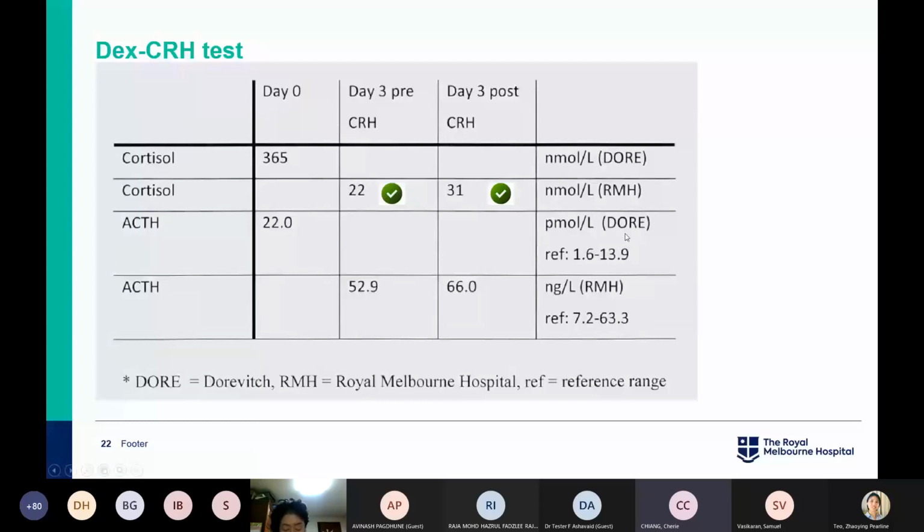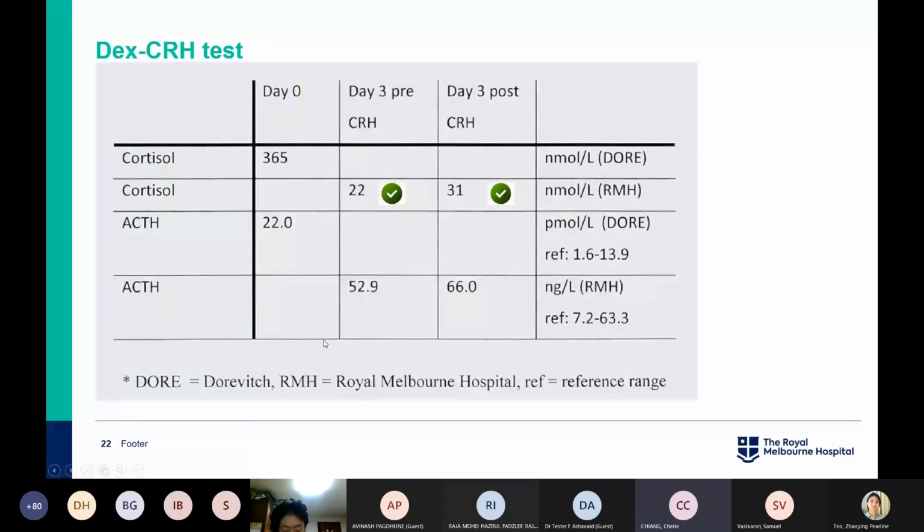Immulite and Roche, I think, and therefore a different reference interval and different reporting units as well. That aside, ACTH does not come into the interpretation of the Dex-CRH test. It's only if the Dex-CRH test is abnormal that we go back to the ACTH.